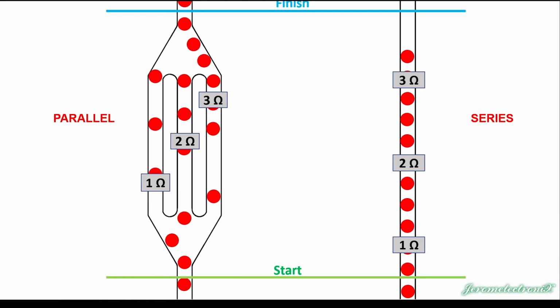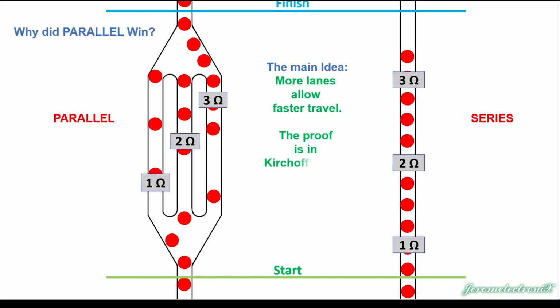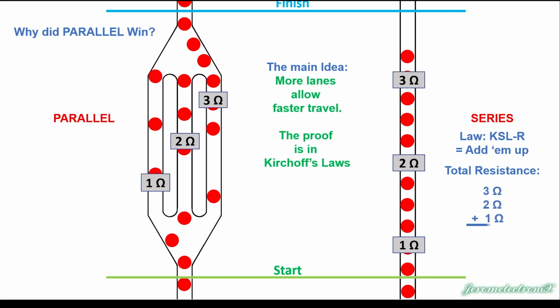I'm going to say these words wrong again. These electrons. Why did parallel win? Well, the main idea here is that more lanes allow faster travel. The proof is in Kirchhoff's laws. Over here we have the series resistance law, which is add them up, which means really what we have here is a single resistor of 3 plus 2 plus 1. Total resistance of this particular direction, this particular channel, this series circuit is 6 ohms. That's pretty high resistance. That slows the travel down quite a bit.